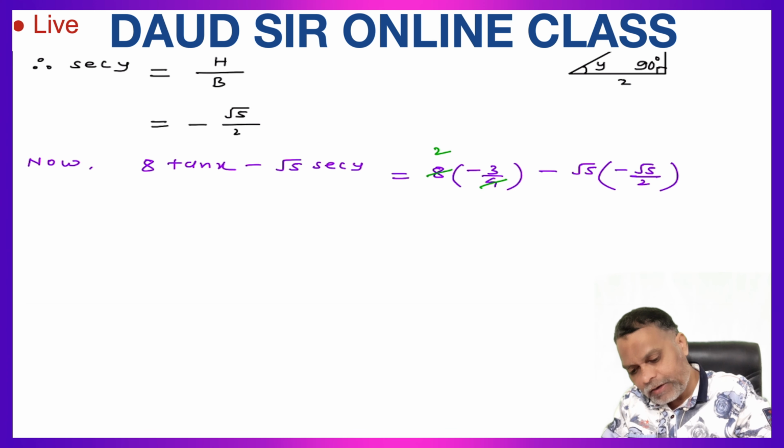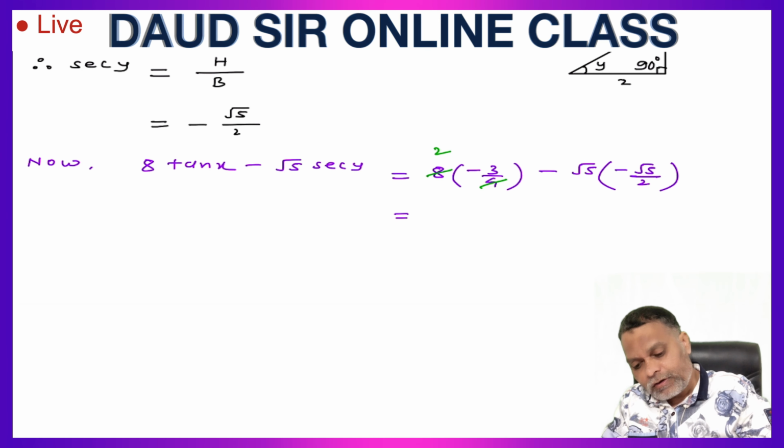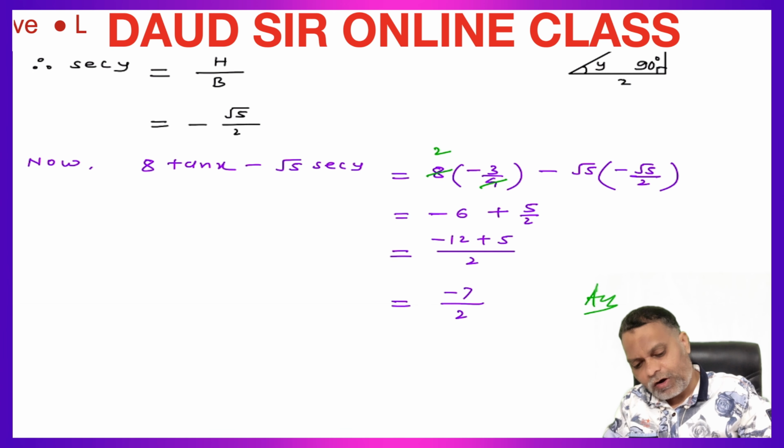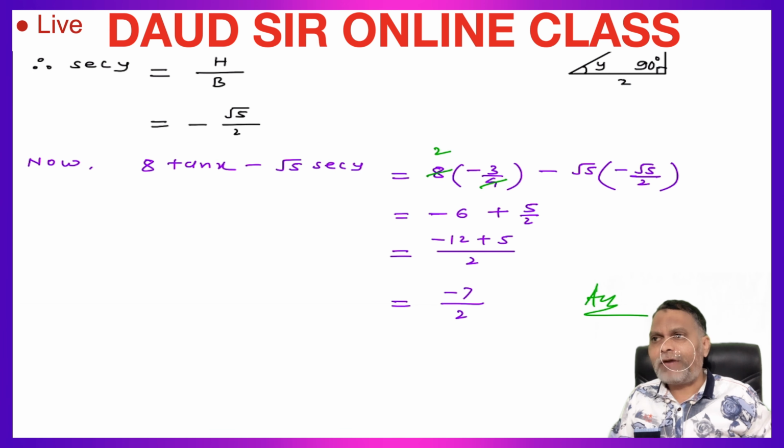4 2s are 8 and 2 3s are minus 6. This minus minus is plus, root 5 into root 5 is 5 upon 2. Take LCM, LCM 2. Minus 12 plus 5 is minus 7 upon 2. This is the required value of 8 tan x minus root 5 sec y.